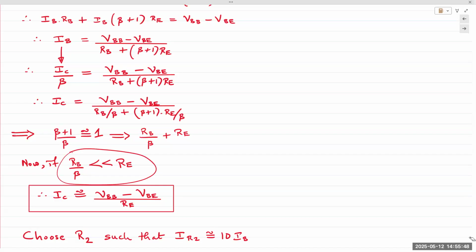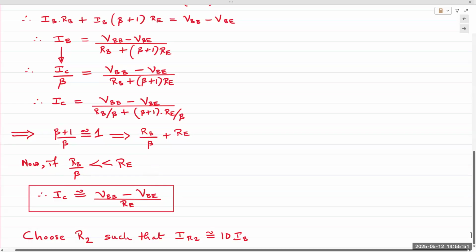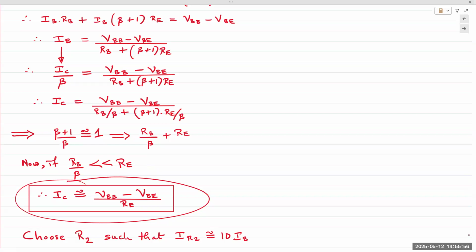In that case, we can ignore RB over beta, and we can say IC is equal to VBB minus VBE divided by RE. So the effects of beta are minimized. Okay. So in general, transistor current or collector current IC is a function of IB. Beta times IB gives us IC. But by using external components, we can minimize the effect of the individual transistor beta.